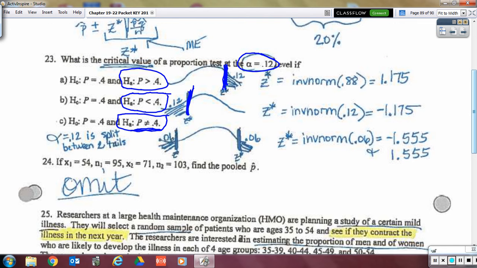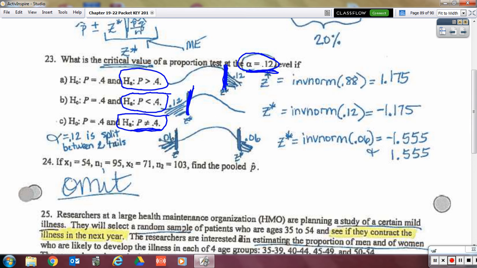All right. So number 23 asks for critical value. So first of all, people ask me, what's critical value? Well, that's that Z star. That's the number of standard deviations of that placement, such that this rejection region is where you put it. Okay. So they say rejection region is 12%.